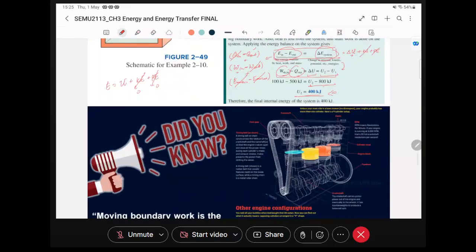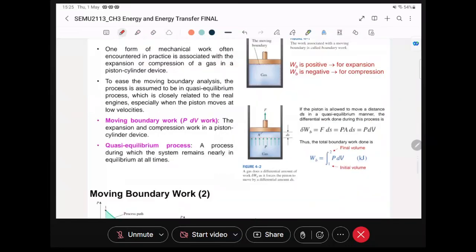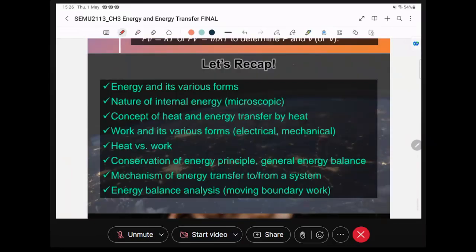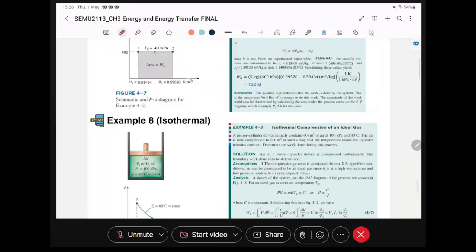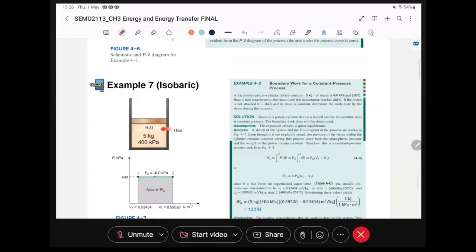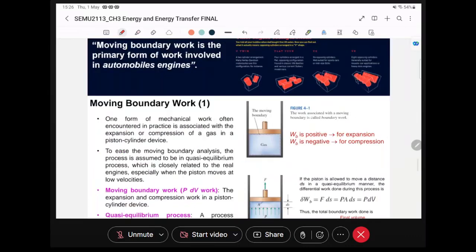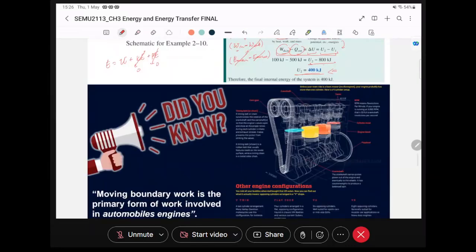Okay, I think not many left, so let's finish covering this part here, then we'll take a short break. So next, let's look at moving boundary work.